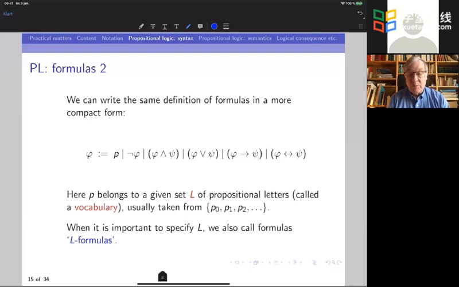So, what is P? Well, P belongs to a set of propositional letters. We're thinking we have a list of propositional letters, P0, P1, P2, but we don't use all of them. We might take just 1 or 2 or 3 propositional letters and call the set of that a vocabulary, and then look at all the formulas that can be written when you start from these, let's say, 3 propositional letters and apply the rules.